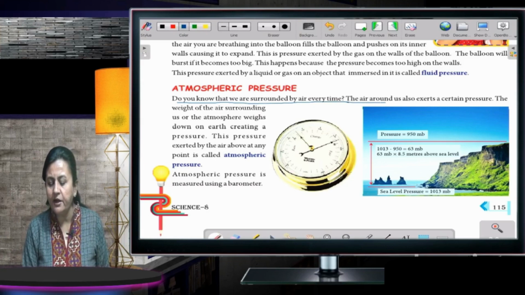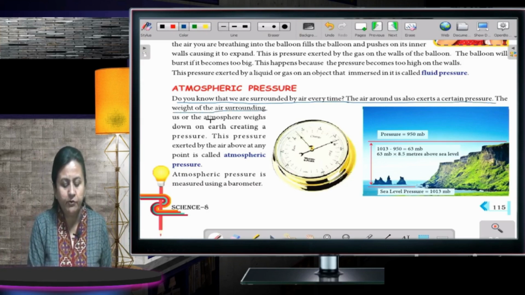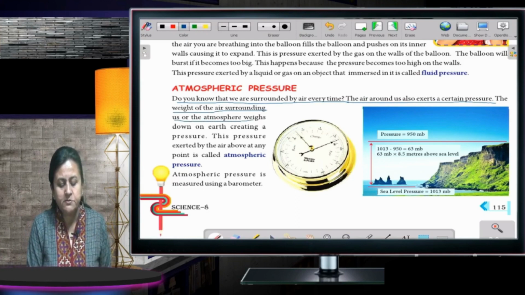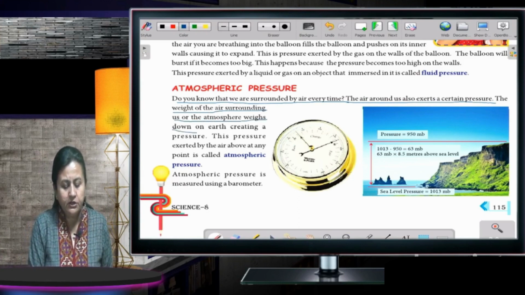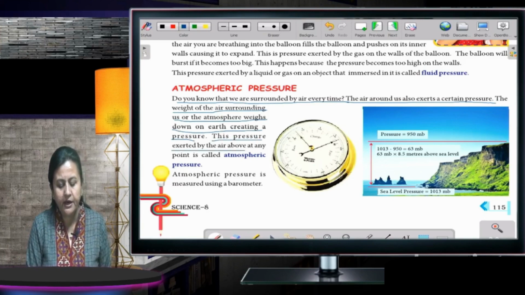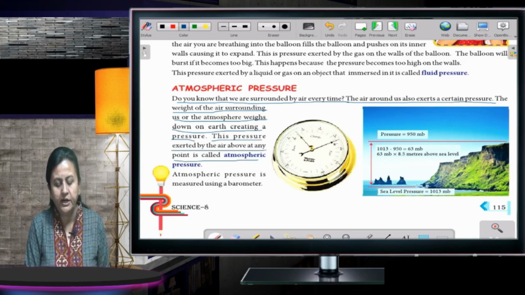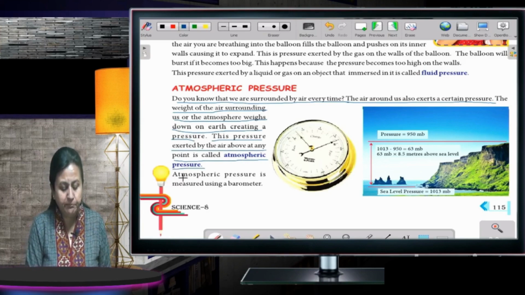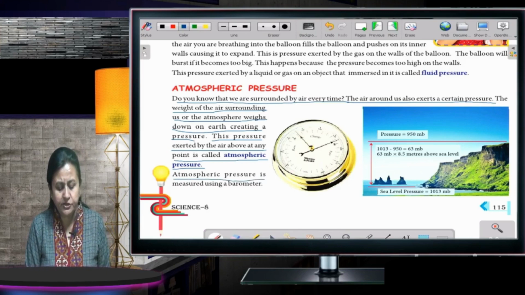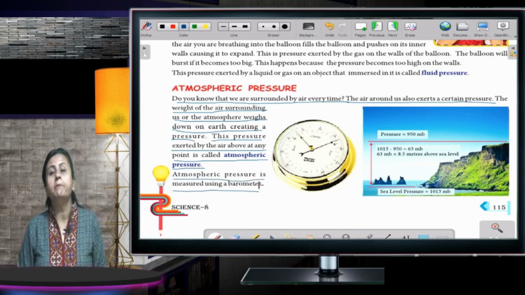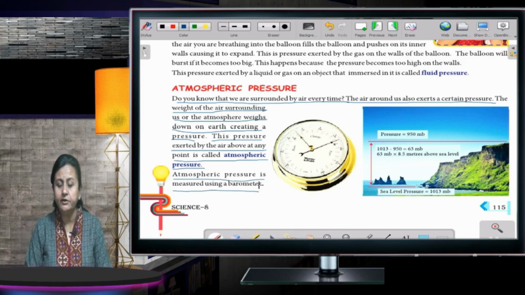The air around us also exerts a certain pressure. The weight of the air surrounding us, the atmosphere, weighs down on the earth, creating a pressure. This pressure exerted by the air above at any point is called atmospheric pressure. And how do we measure this pressure? Atmospheric pressure is measured using a barometer. Fine, children?